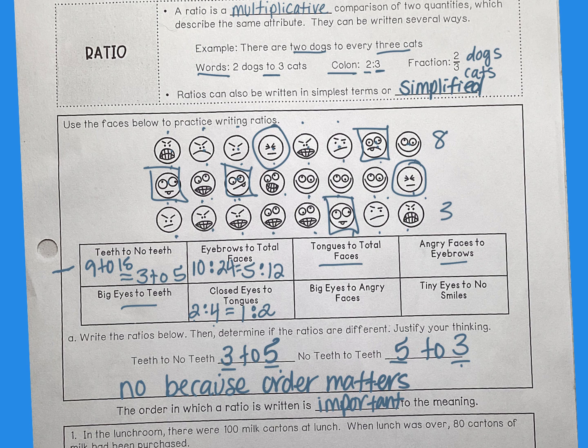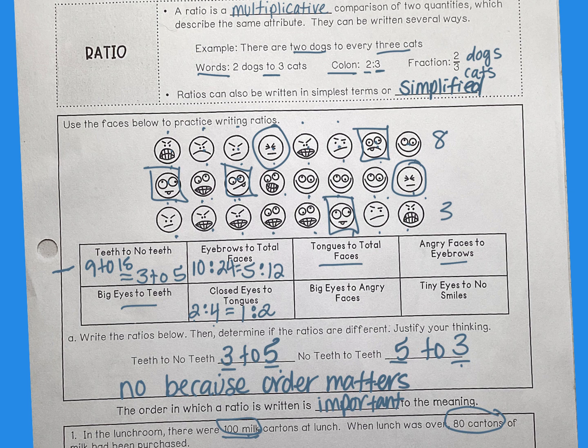So my first number is going to be the number of milk cartons purchased, which I know is 80. 80 cartons of milk had been purchased during lunch. So I'm going to write that number first, 80. And then I'm going to compare it to my total number of milk cartons, which was 100 milk cartons at lunch. 80 to 100.